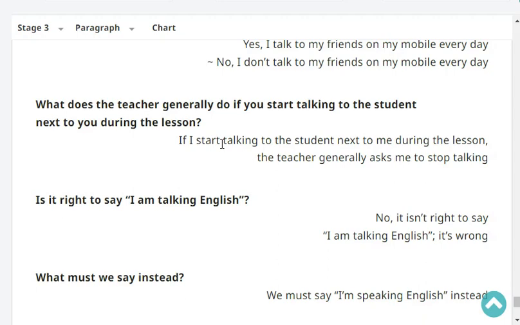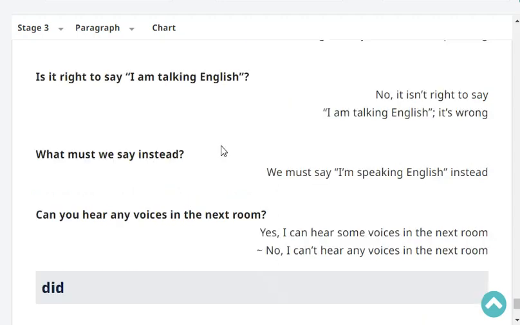If I start talking to the student next to me during the lesson, the teacher generally asks me to stop talking. Very good. Is it right to say I am talking English?